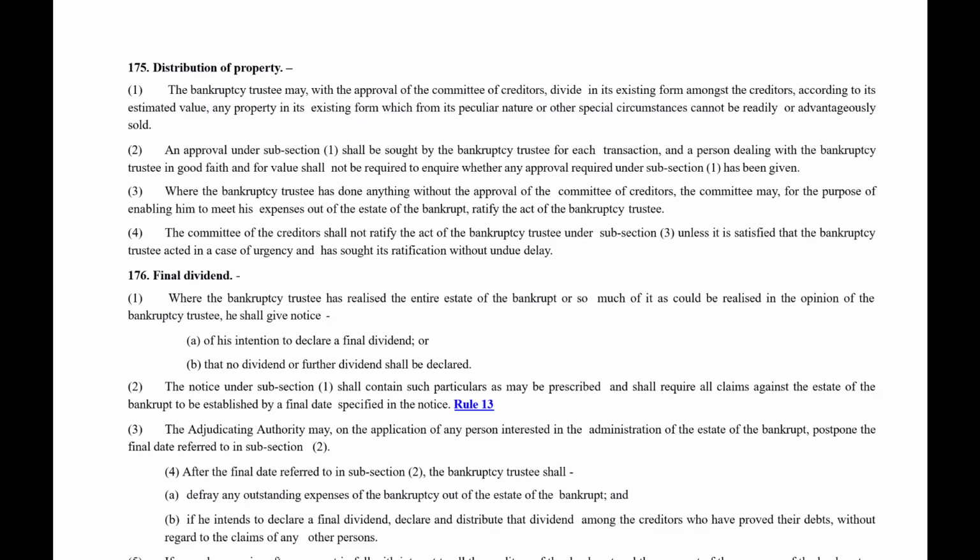An approval under subsection 1 shall be sought by the bankruptcy trustee for each transaction, and a person dealing with the bankruptcy trustee in good faith and for value shall not be required to inquire whether approval has been given or not. Where the bankruptcy trustee has done anything without the approval of the COC, the committee may, for the purpose of enabling him to meet his expenses out of the estate of the bankrupt, ratify the act of the bankruptcy trustee. The committee of creditors shall not ratify unless it is satisfied that it was done in case of urgency. Okay. Now final dividend, 176.